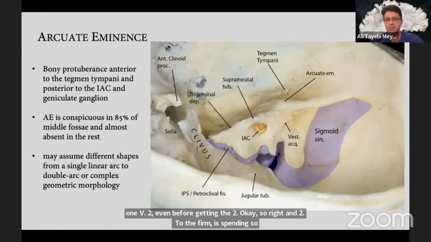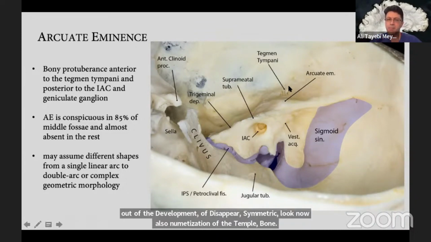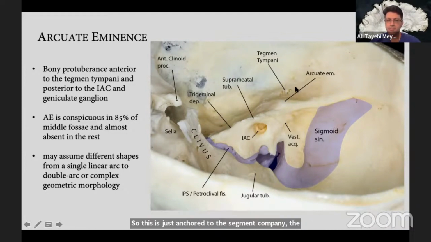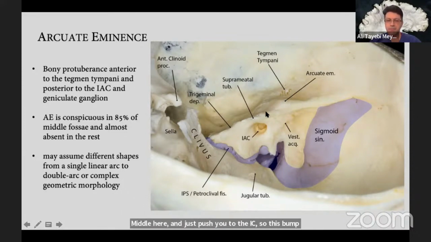Now let's talk about the arcuate eminence. What is the arcuate eminence? People say, hey, this is the projection of the superior semicircular canal, which is mostly true, but it basically is a combination of the pushing phenomena of the development of the superior semicircular canal, and also pneumatization of the temporal bone. So this is just anterior to the tegmen tympani, the roof of the middle ear, and just posterior to the IAC. So this bump, which is like a mound, is not always that prominent. It's prominent in less than 90% of cases, and it might assume different shapes.